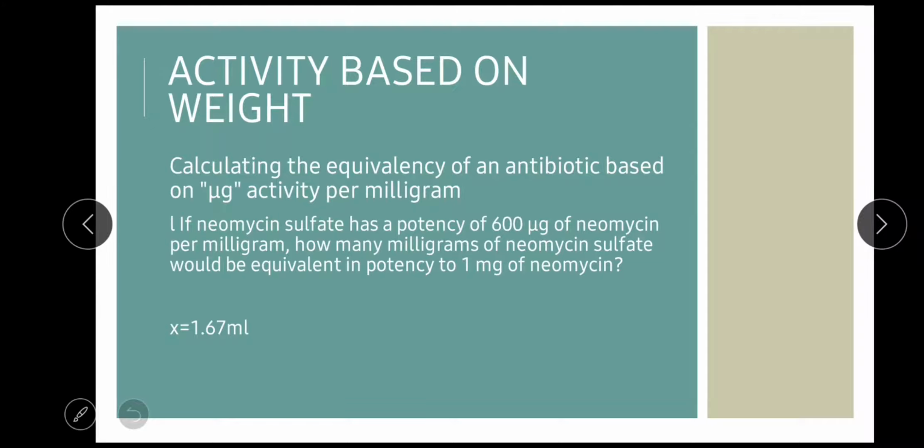Then, next. Earlier, the activity was based on units. Now, based on weight: calculating the equivalency of antibiotic based on microgram activity per milligram. If neomycin sulfate has a potency of 600 microgram of neomycin per milligram, how many milligrams of neomycin sulfate would be equivalent in potency to 1 milligram of neomycin? It's almost the same, just ratio and proportion again.